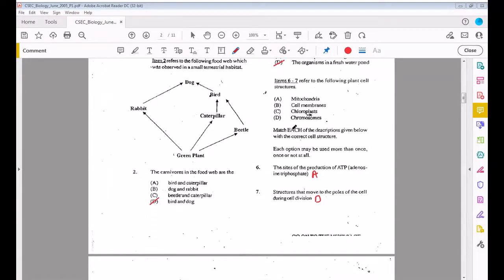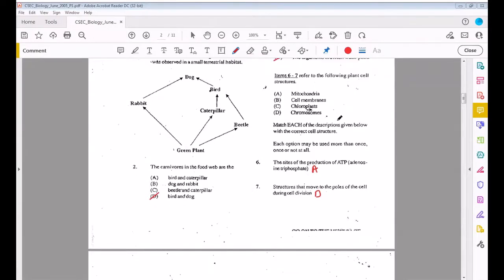Items 6 to 7 refer to the following plant cell structures. So we have the mitochondria, the cell membrane, the chloroplast, and the chromosomes. So 6, the site of production of ATP. This is the mitochondria through aerobic respiration. And 7, structures that move to the poles of the cell during cell division. We know these are the chromosomes.